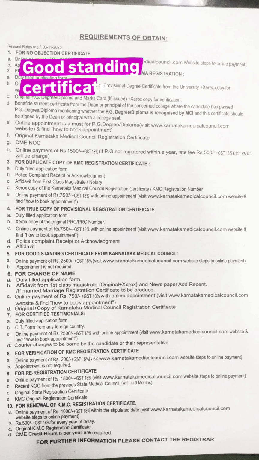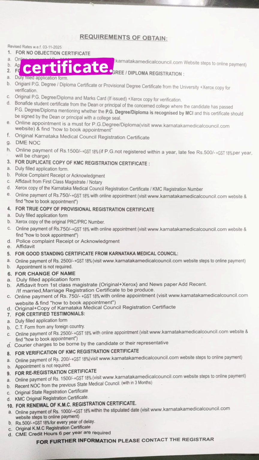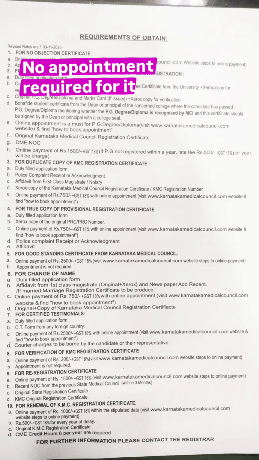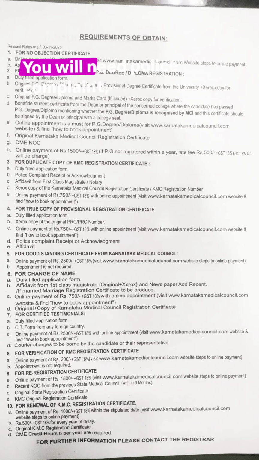Good standing certificate. Planning for UK, Australia, Middle East or Ireland or any other countries or international registration, you need this certificate. You have to pay mostly around 2,500 plus GST again. No appointment required for it. Duplicate registration certificate. Lost your certificate, you will need police complaint, affidavit, then application form. An appointment fee is around 750 plus GST.